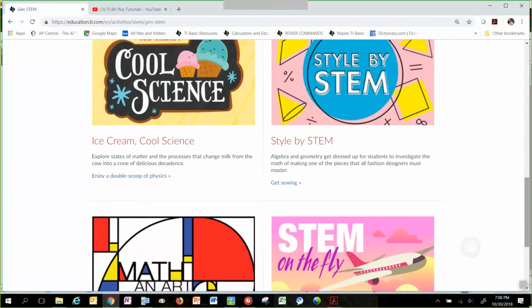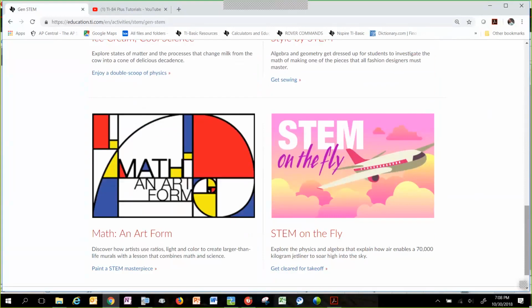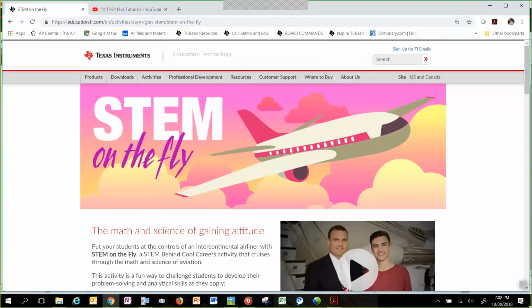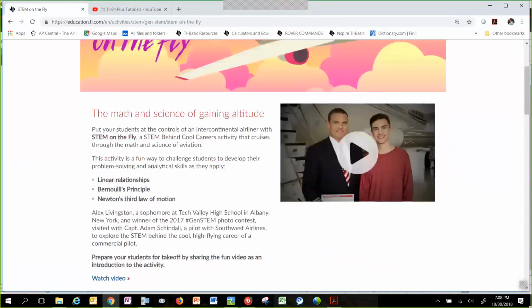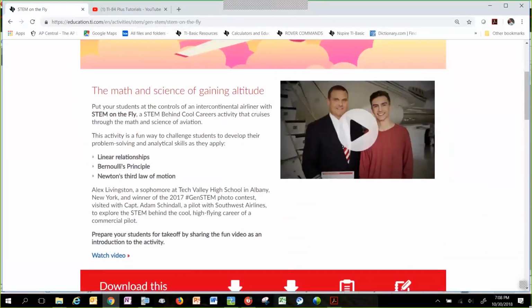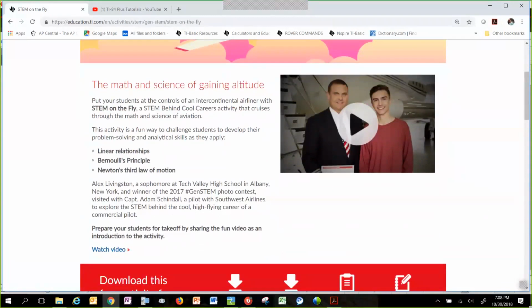And then finally, the one we're doing tonight, STEM on the Fly, this one came about from the contest. There was a STEM Behind Cool Careers contest, and the student who won the contest, you can see him here in the image, his name is Alex, and Alex wants to be a pilot when he's old enough. And so Alex wanted us to do an activity on aviation. Although aviation is a little closer to what some people would think about as STEM, we went ahead and did it anyway just because this kid was just so impressive.